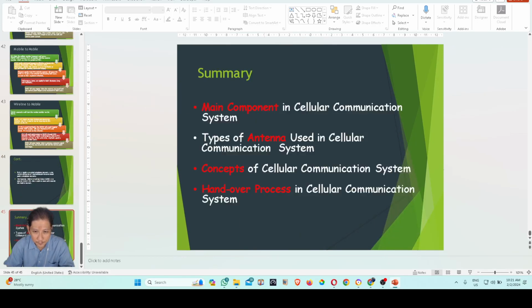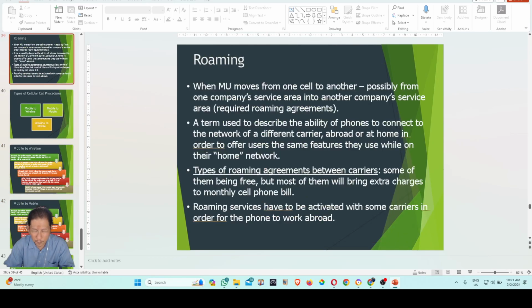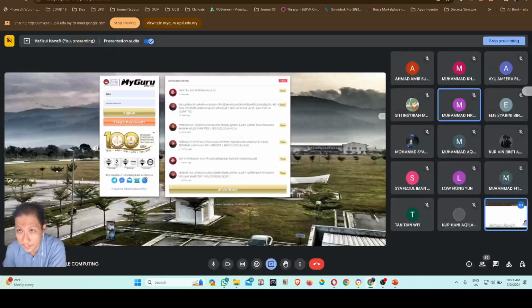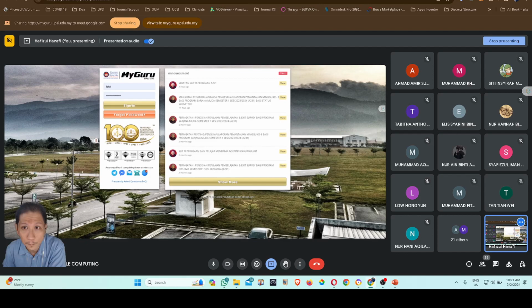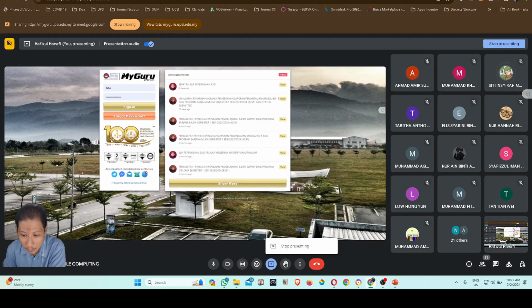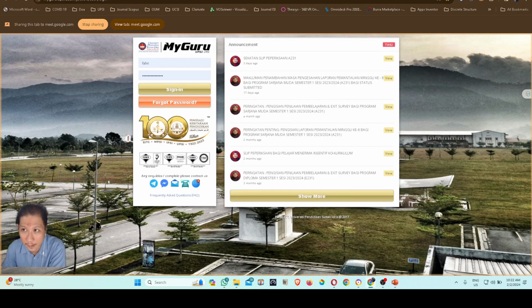Dah habis. Okay, ada soalan ke setakat ni? Tak ada, doktor. Boleh? Oh, saya tak tunjuk. Tunjuk, doktor. Kamu nampak apa slide? Slide saya nampak tak? Tadi nampak slide.